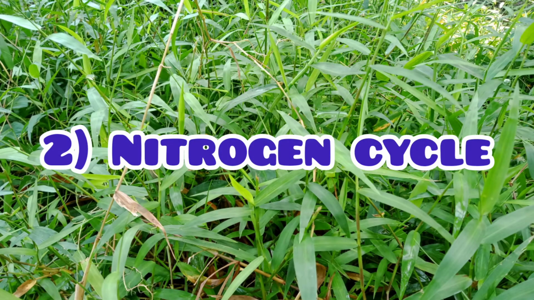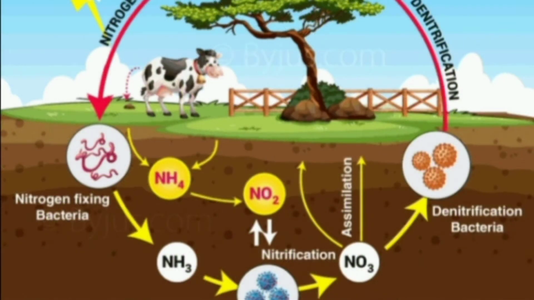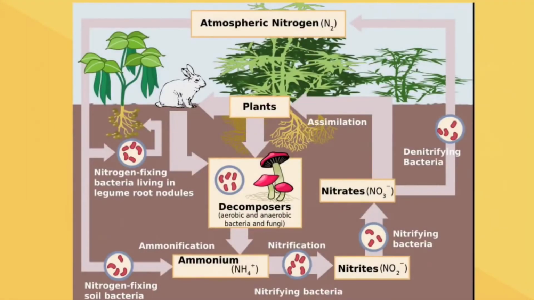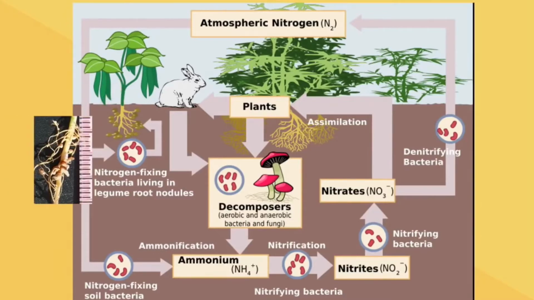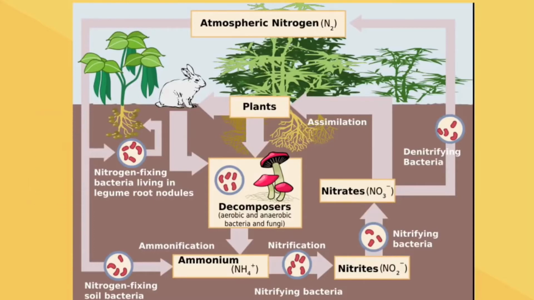Second one is the nitrogen cycle. Nitrogen is also an essential component of life. Nitrogen cannot be directly utilized by living organisms and has to be converted to other forms. By the process of nitrogen fixation, nitrogen-fixing bacteria fix atmospheric nitrogen to ammonia and nitrifying bacteria convert ammonia to nitrate. It is then taken up by plants.